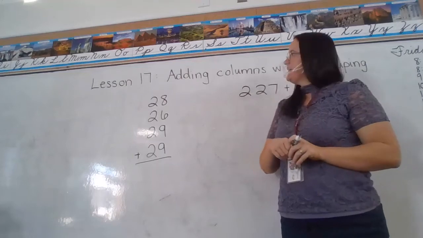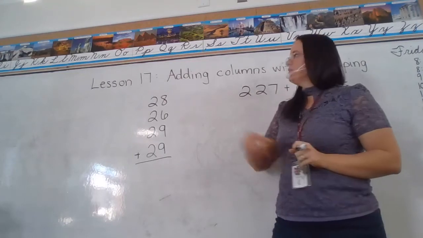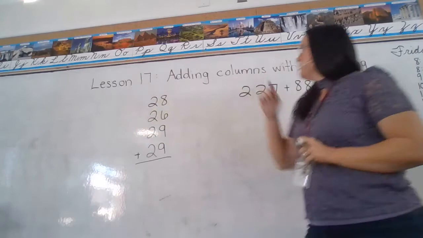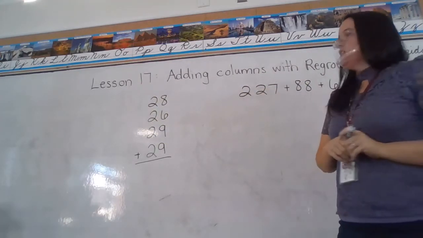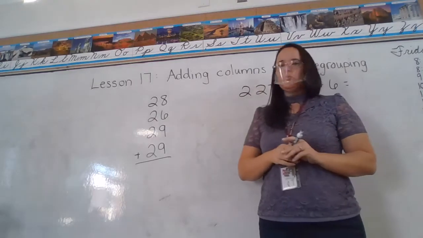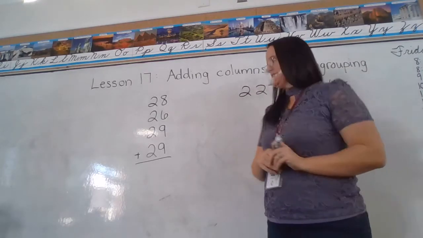Good morning, class. Today we are on Saxon Book 4, Lesson 17. We're adding columns of numbers with regrouping. So I only have two quick examples for this lesson.